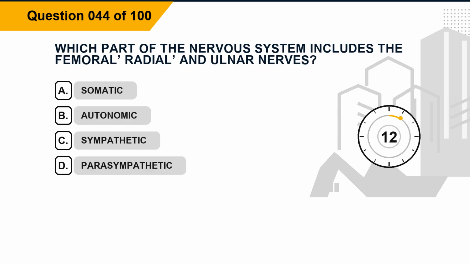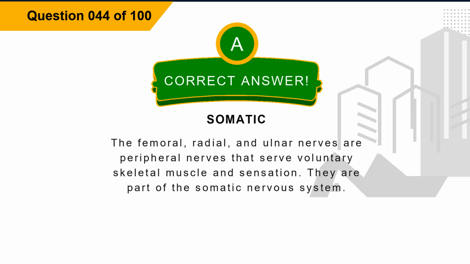Question 44. Which part of the nervous system includes the femoral, radial, and ulnar nerves? Option A, somatic. Option B, autonomic. Option C, sympathetic. Option D, parasympathetic. The correct answer is option A, somatic. Explanation. The femoral, radial, and ulnar nerves are peripheral nerves that serve voluntary skeletal muscle and sensation. They are part of the somatic nervous system.